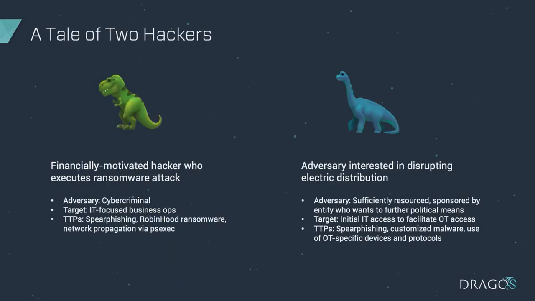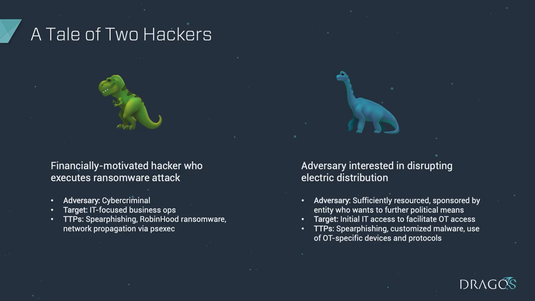So I want to get started with this story, A Tale of Two Hackers. Here on the left, you have CyberDino, or APT3 billion BC, depending on which group or company you're talking to. This is a financially motivated hacker who executes a ransomware attack. In terms of their TTPs, what are they going to do? They use spear phishing to gain initial access. They're going to deploy Robinhood ransomware and move through the network via PSExec. This adversary is going to be a cyber criminal. They're interested in making money off of your network, the IT business network. And again, their target is IT-focused business operations.